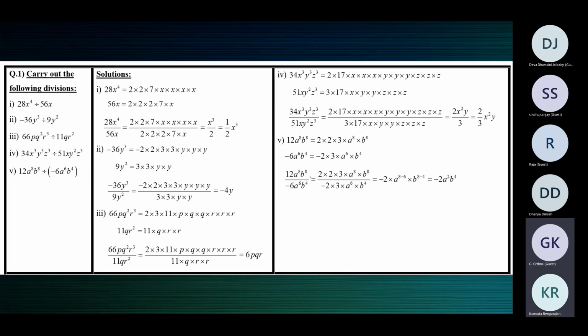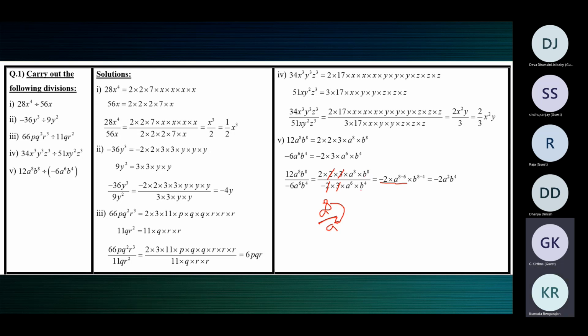So the numbers alone you factorize, and then 2 and 3 get cancelled. You're left with 2 in the numerator and there's a minus sign here, so minus 2. A to the power 8 by a to the power 6 can be written as a to the power 8 minus 6. It's division, bases are the same, a, so we subtract the powers, 8 minus 6.